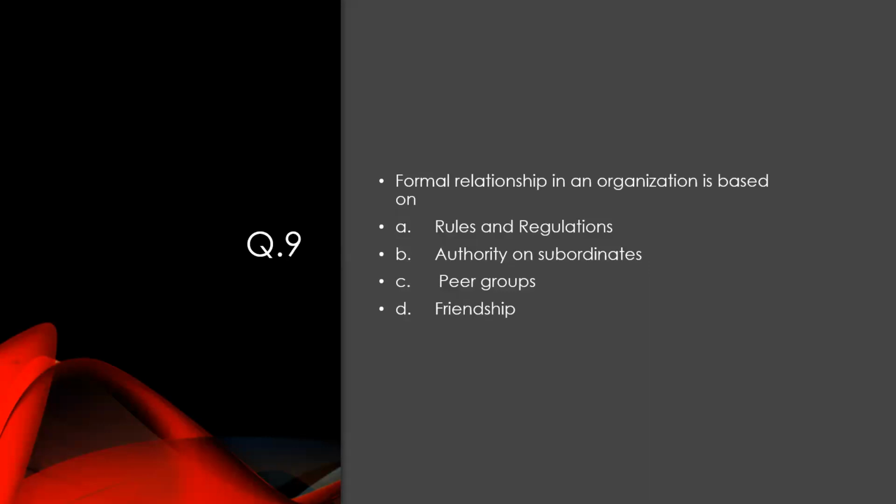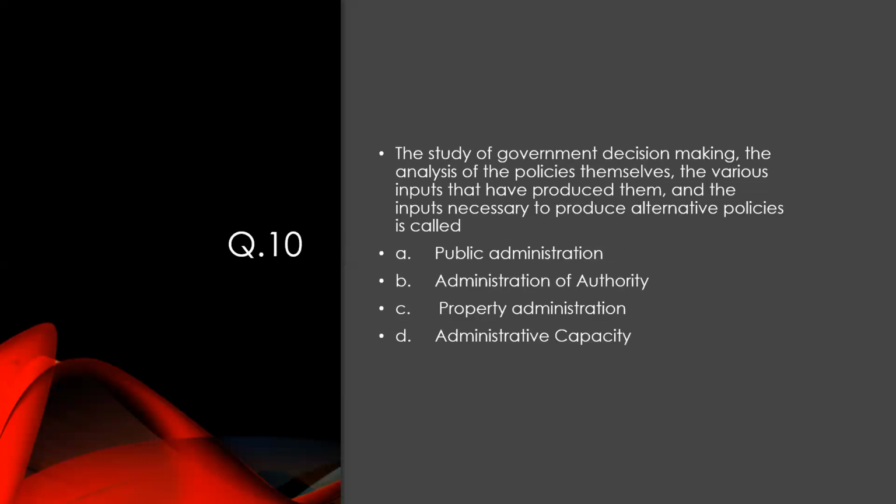A formal relationship in an organization is based on rules and regulations, authority or subordinates, peer groups, or friendships? A is the correct answer. Rules and regulations are the formal relationship in any organization.